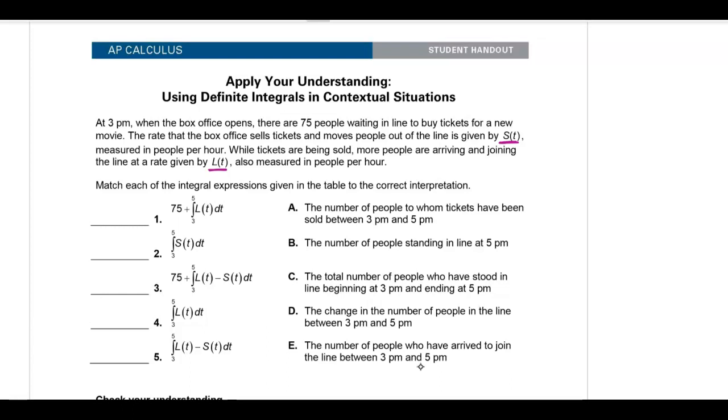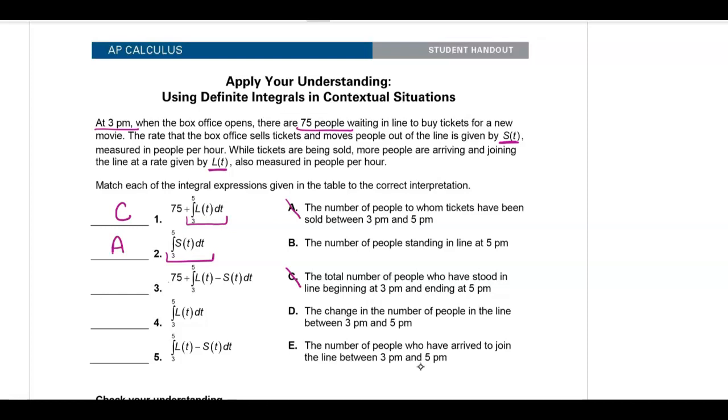So let's see, if we look at number one, we're starting at 75. That makes sense because at 3 p.m. there were 75 people. Integral from 3 to 5 of L of t is going to be how many people are joining the line. And so that's going to be C because this is just telling us the people that have stood in line. We're not dealing with people who have left the line and sold tickets. Number two, from 3 hours to 5 hours, integral of S of t is going to be the amount of people moving out of the line who are getting tickets. So that'll be A.